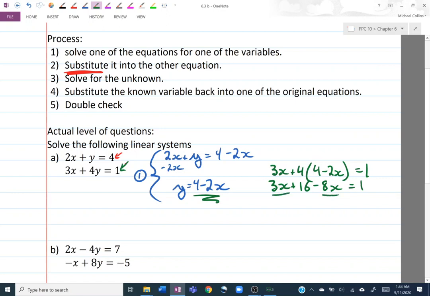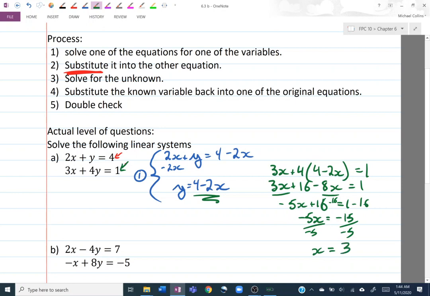Combine my like terms. I have a positive 3x and a negative 8x, so that's a negative 5x plus 16 is equal to 1. If I subtract 16 from both sides, I get a negative 5x is equal to negative 15. Divide both sides by negative 5, and I get x is equal to 3.